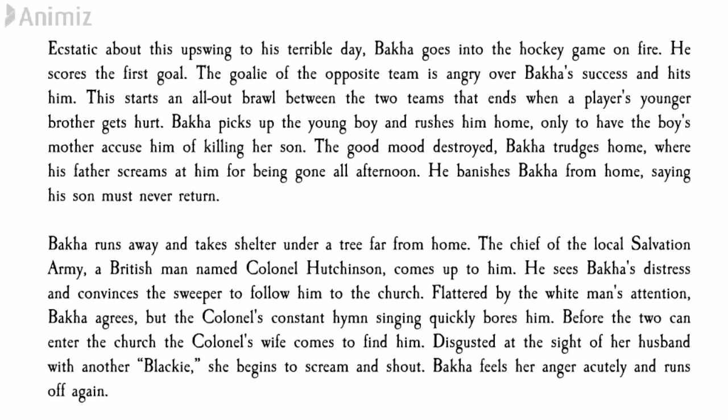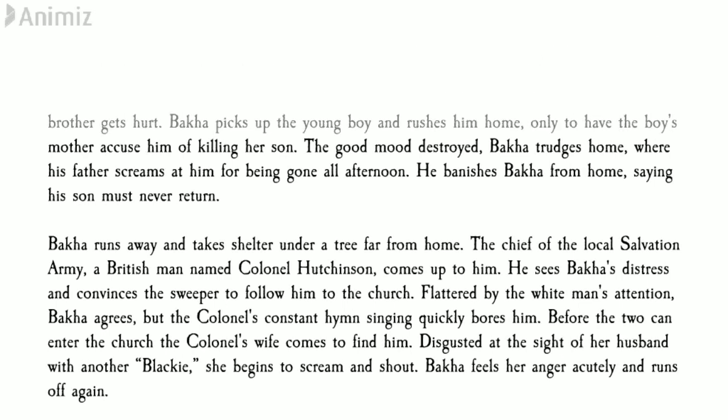So here, when Colonel Hutchinson takes Baka to the church, when they were about to enter, there comes Hutchinson's wife. Already I've mentioned that the name of Colonel Hutchinson's wife was Mary Hutchinson, and she is infuriated at the scene that her husband is bringing an Indian, a black Indian, and that happens to be untouchable, to be more. So she begins to scream and shout, and this really depresses Baka, and he feels her anger very acutely and runs off again.